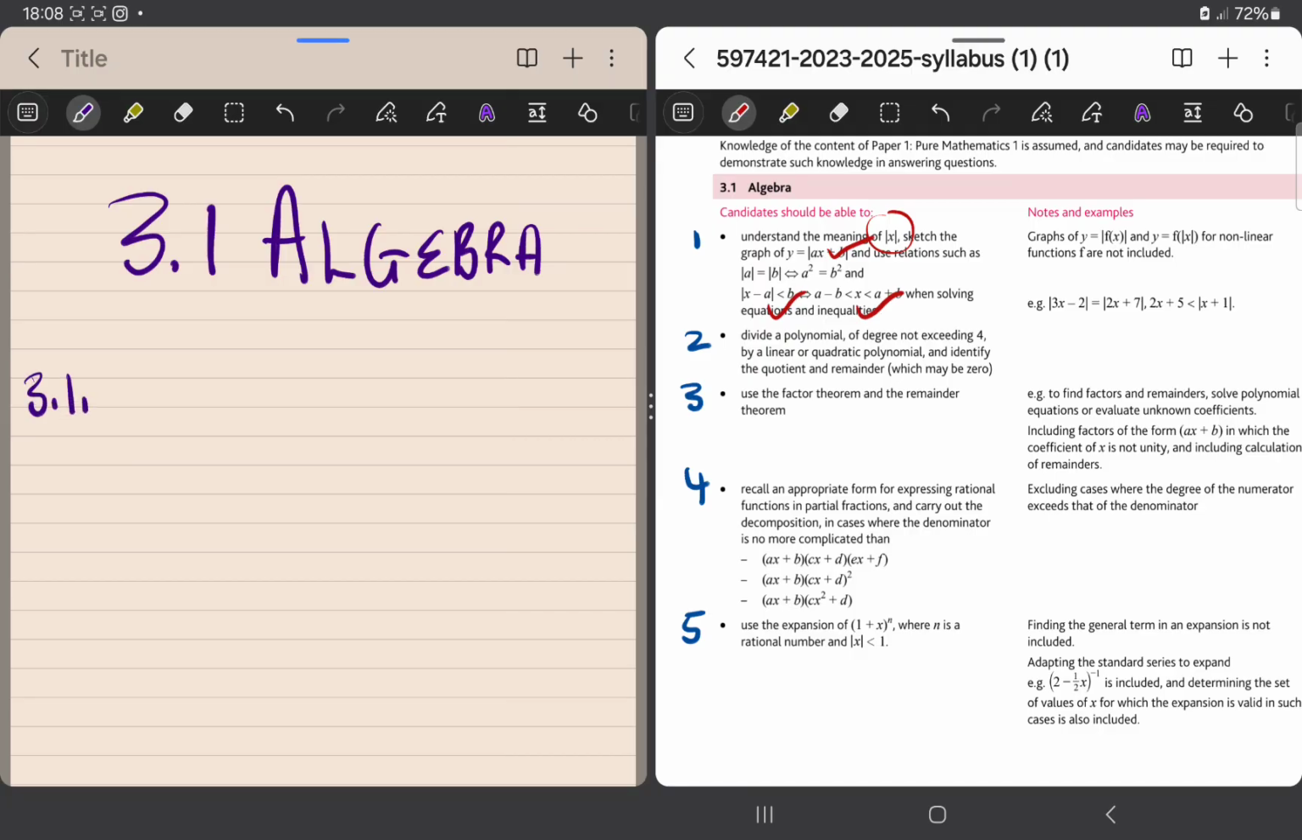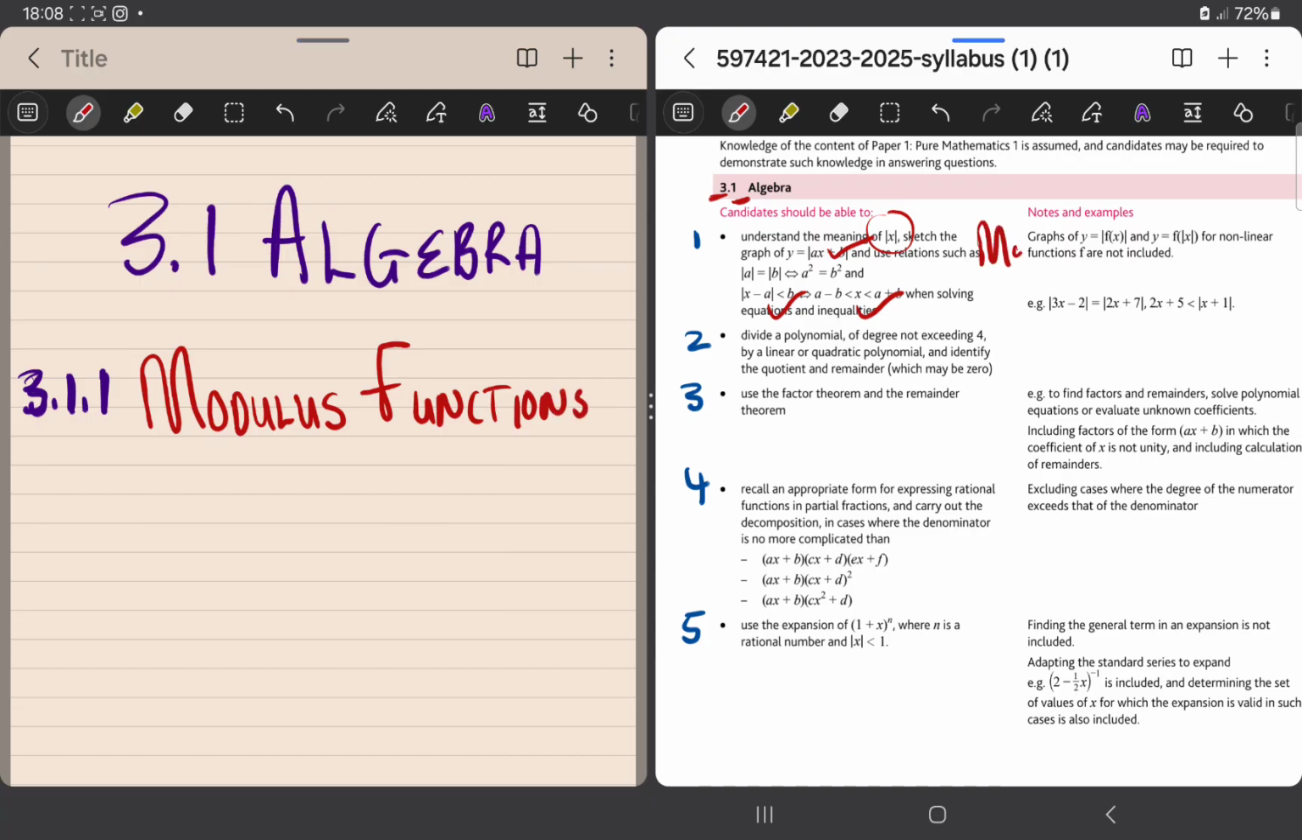So we are going to say in here, this is about topic number 1, we can call it 3.1.1. Because remember that this is 3.1, in other words, paper 3, topic 1. So here we are in paper 3, topic 1, subtopic 1, and that is going to be modulus functions. In here we're going to do modulus functions. This first topic is going to be modulus functions.